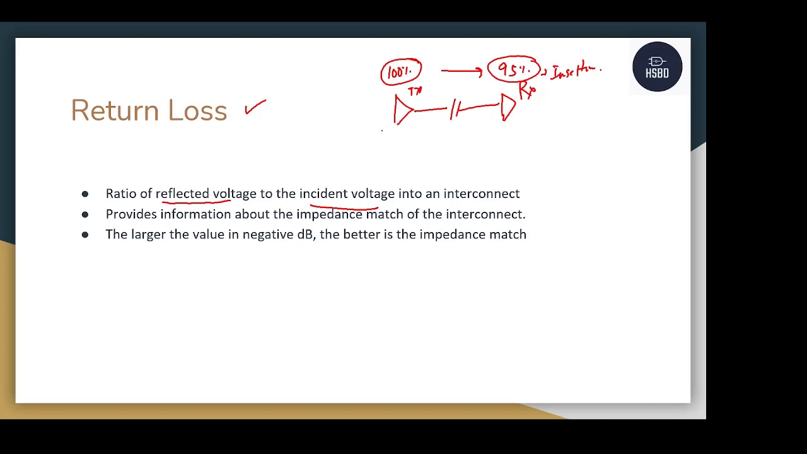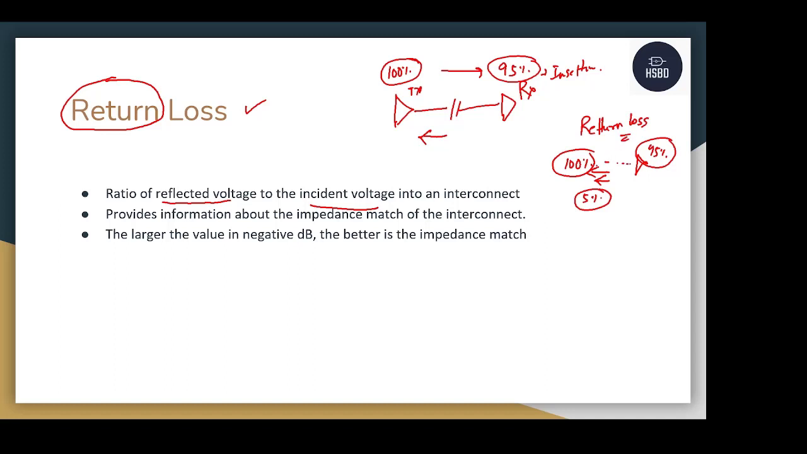But what is return loss? Return loss, as the name itself depicts, means the amount of signal that gets reflected back at the transmitter due to the interconnect or because of the receiver. Let me reframe it in other ways. If 100% of the signal is incident and some part of the signal gets reflected, for example 5% reflected back and 95% received here, then this 5% which got reflected back to the transmitter itself is known as the return loss.